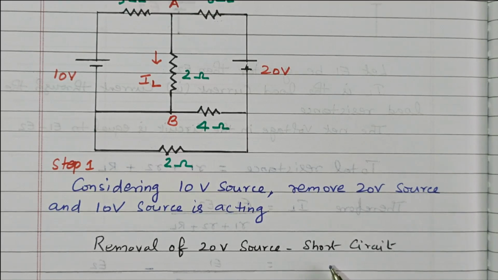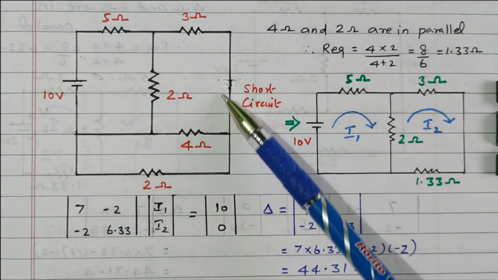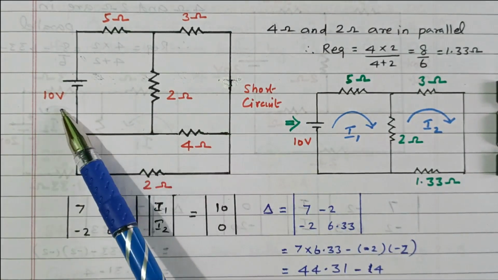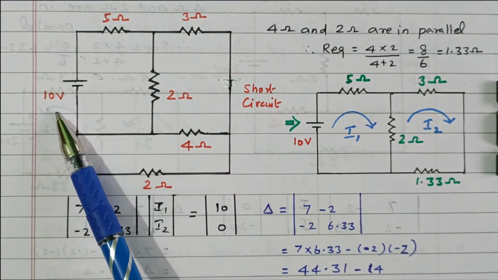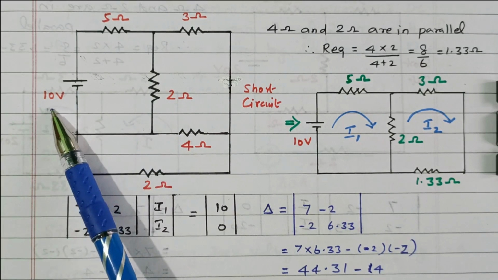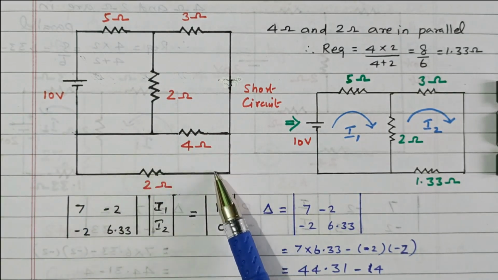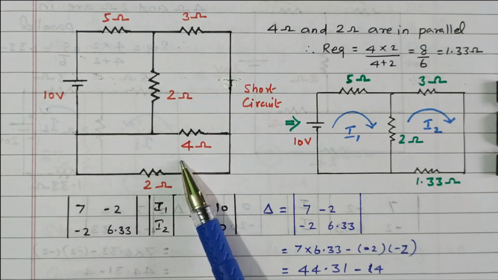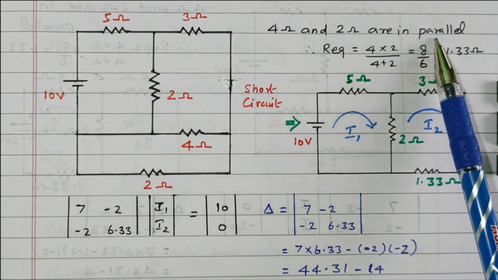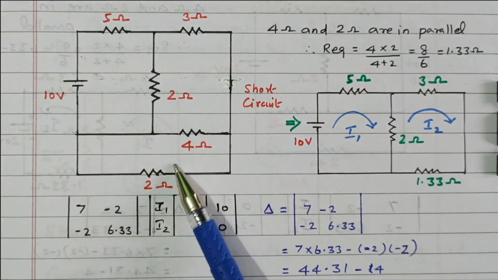Now we'll go to the diagram. After removal of this 20 volt source, the circuit is reduced, so we'll see the reduced circuit. Here the 20 volt source is removed and made a short circuit. Now only the 10 volt source is available. Our aim is to find the current flowing through this 2 ohm resistor due to only the 10 volt source. This circuit is further simplified: this 4 ohm and 2 ohm are connected in parallel. So we can find the equivalent resistor.